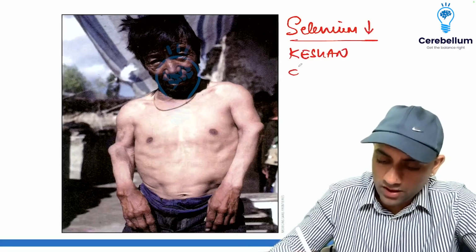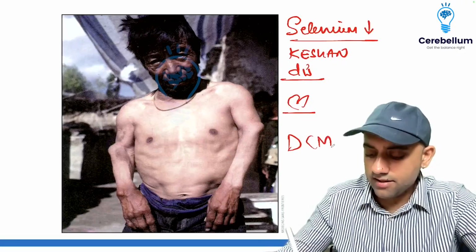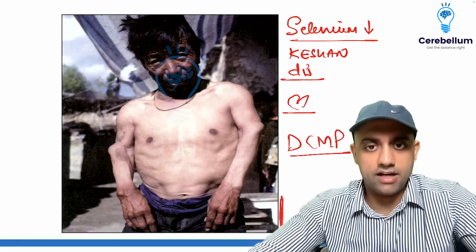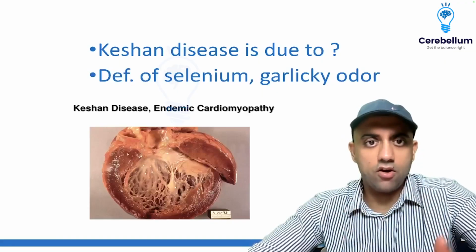Exam entrance question number 1: What is the most common heart disease in Keshan disease? The answer is dilated cardiomyopathy. So dilated cardiomyopathy, DCMP, remember that. Okay. Done. And the patient will have a garlicky odor, remember that.